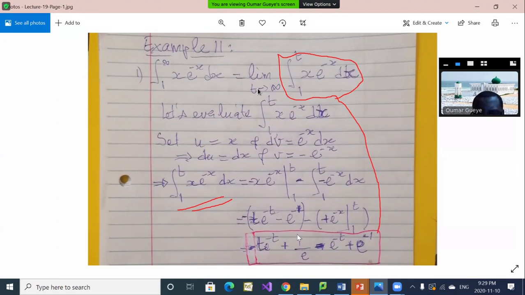The second term does not contain any t, it's a constant, 1 over e. The third term is going to 0, and the last term is also constant. It means we only have a problem with the first term because of the indeterminate form. Second term is a constant, the third term is going to 0, and the last one is a constant too. Now we're going to calculate this. We just want to calculate the limit of the first term.